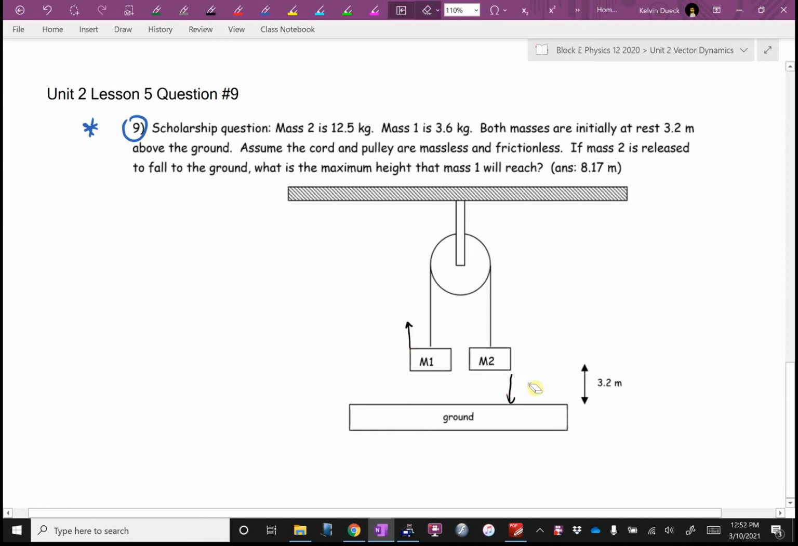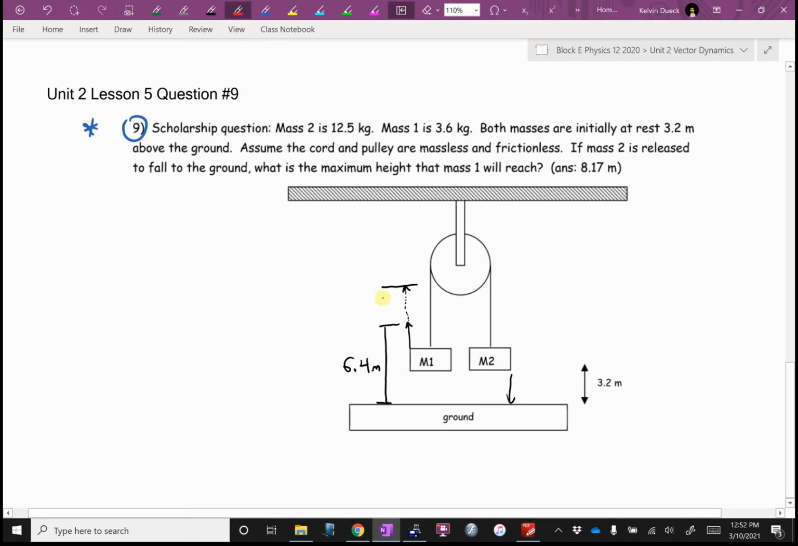It's going to fall 3.2 meters. So mass 1 is going to go up 3.2 meters. So mass 1 is going to be 6.4 meters off of the ground when mass 2 hits the ground. But mass 1 will be moving. It's actually going to continue in free fall on the way up to a certain height.